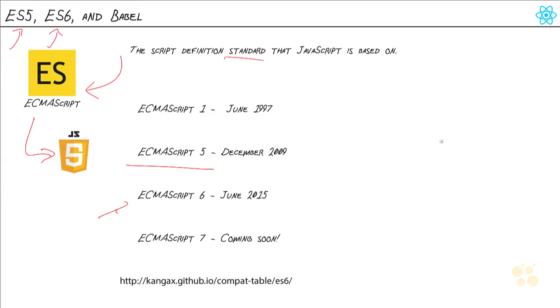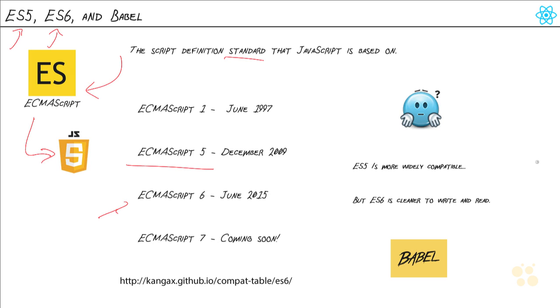Well, it means that we need some way to take advantage of ES6 because it's easier to write and read, but then turn our code back into ES5. That's where Babel comes in. Babel is the preprocessor engine that turns our ES6 code into ES5 code.